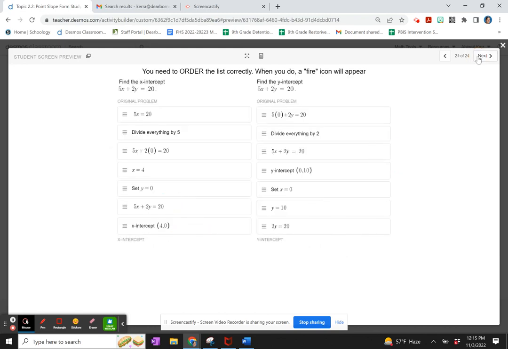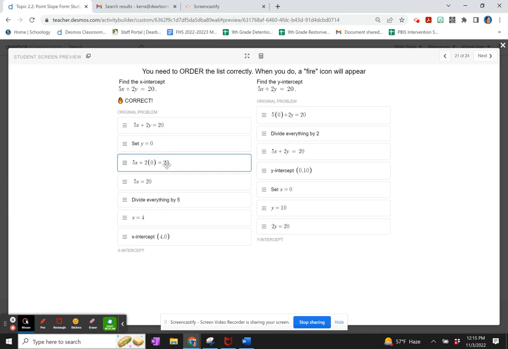Now, slide 21, you need to order the list correctly. When you do, a fire icon will appear. So the most important thing for the x-intercept is always start with the original problem. And then make sure that you know the next step is set y equal to 0. So when we have y equal to 0, it's going to look like this. 2 times 0 goes away. We're left with 5x. And to undo multiplying, we divide. Now, some of you say that x equals 4. That's the answer, but you want to put it in the ordered pair, 4 comma 0.